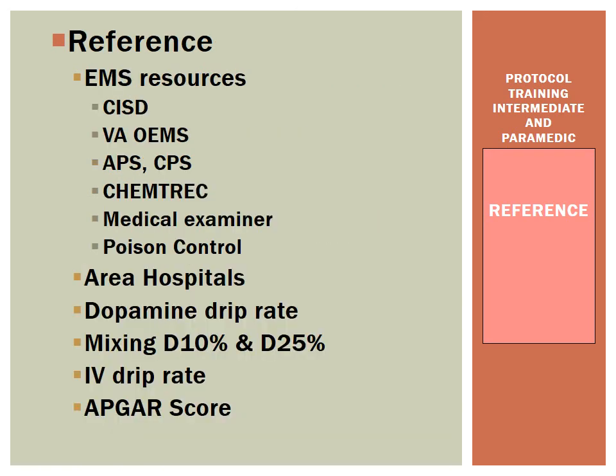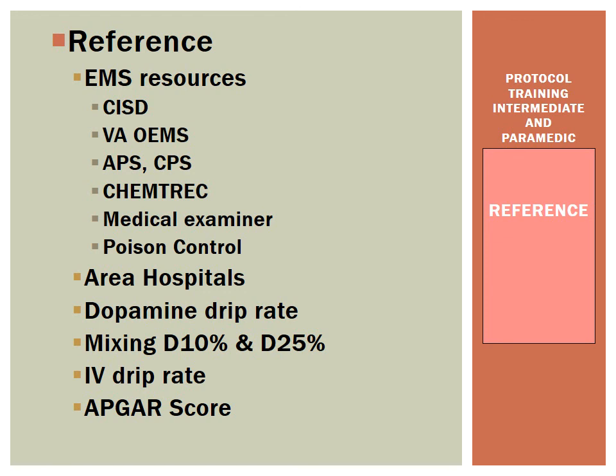Okay, contained in the EMS resources section, we have the contact information for the Critical Incident Stress Debriefing, the Virginia Office of EMS, Adult Protective Services, Child Protective Services, the contact information for Chemtrec for your hazmat situations, your medical examiner, and poison control. We also have the address and contact information for area hospitals.